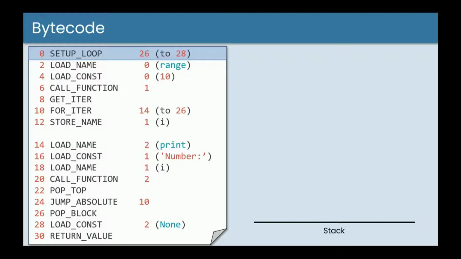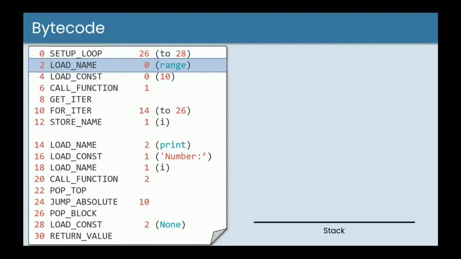See on the right in the operand there, we say to 28. That means that byte 28 is the end of the loop. Well, one after the end of the loop, technically. If we break from our loop, that's the byte we go to carry on executing. The next instruction is load name.